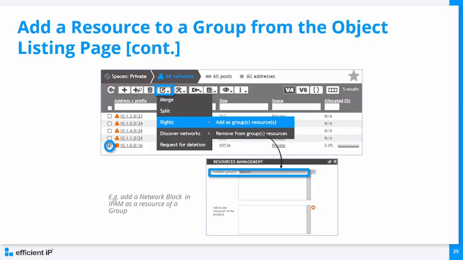Okay, so that is one way. If you have multiple groups, you will see all the groups listed. So you can assign the resource to multiple groups. Are you clear? So that is one way to do it.